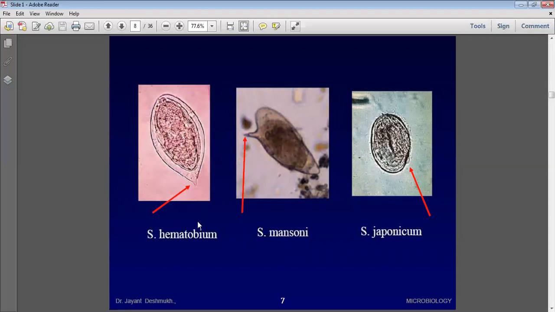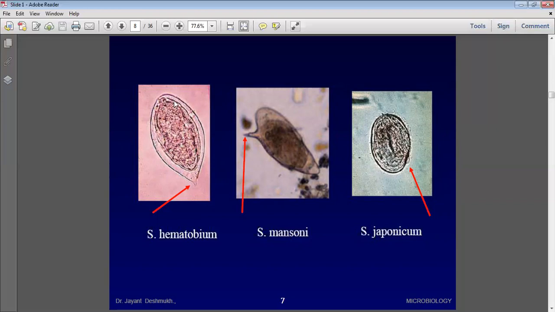The identification features: both are the same size, approximately 150 micrometer by 60 micrometer. When we observe a terminal spine egg, that is Schistosoma haematobium. A lateral spine egg is Schistosoma mansoni, and a spherical egg with no spine, only a very rudimentary one, is Schistosoma japonicum. These two are present in the stool, because they live in the mesenteric vessels. This one is present only in the urine, because it lives in the vesical vessels.